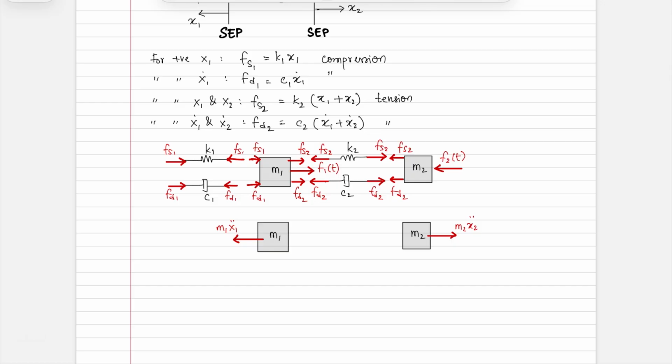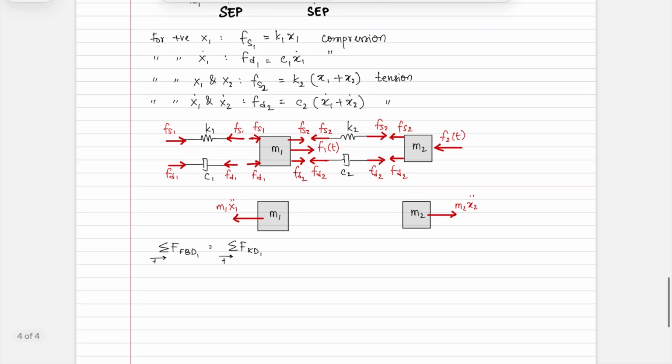Now for the first body, sum of forces of the free body diagram of 1 is equal to the sum of forces of the kinetic diagram of 1. I'm going to say that this is positive. I could have chosen the other one, doesn't matter. You can try it yourself, you get the same answer. It's just you'll get negatives, and then when you rearrange it to the standard form, you get exactly the same.